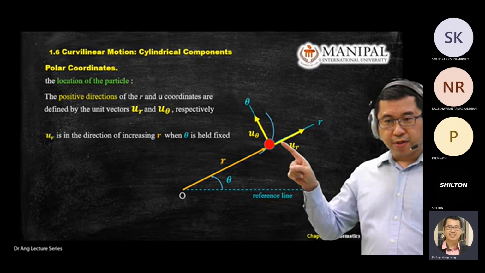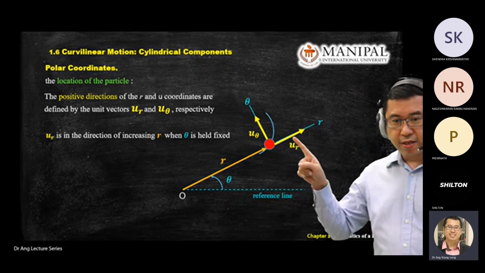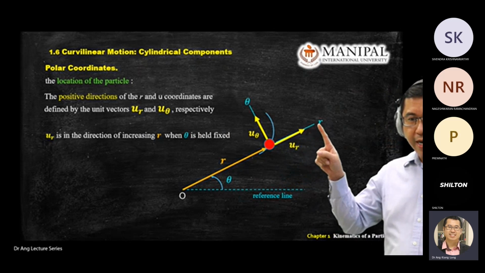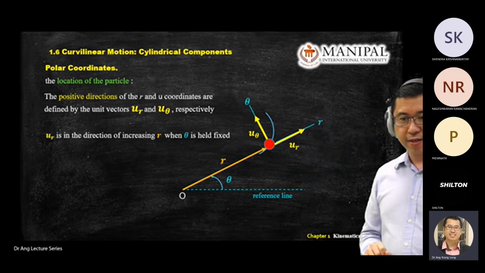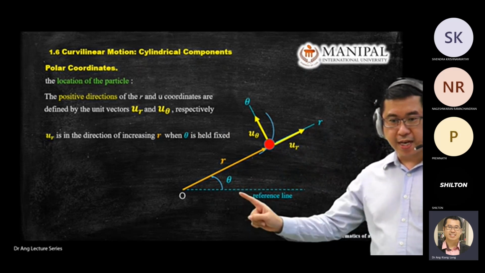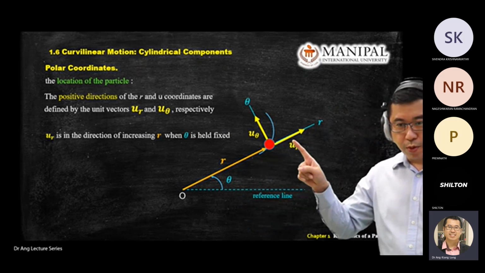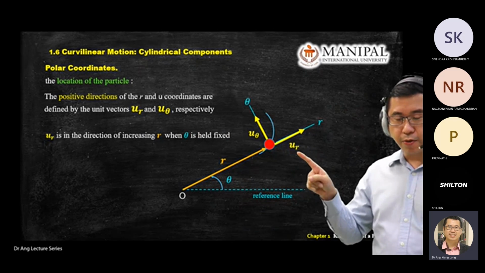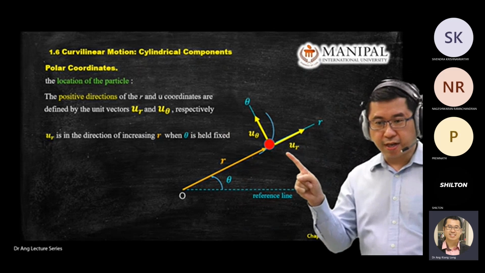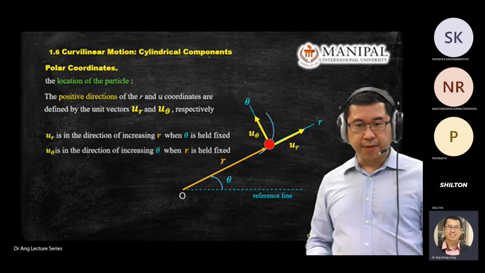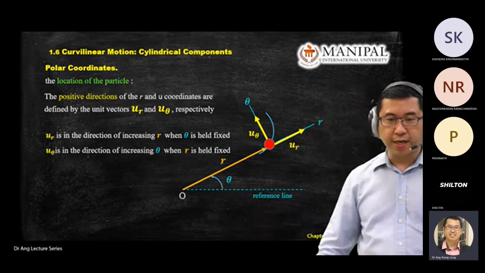So now the direction of ur can be increasing along the r with one condition. This angle must be fixed, if you want to increase the direction of your ur along the r axis here. Second statement, read if you're able to understand.